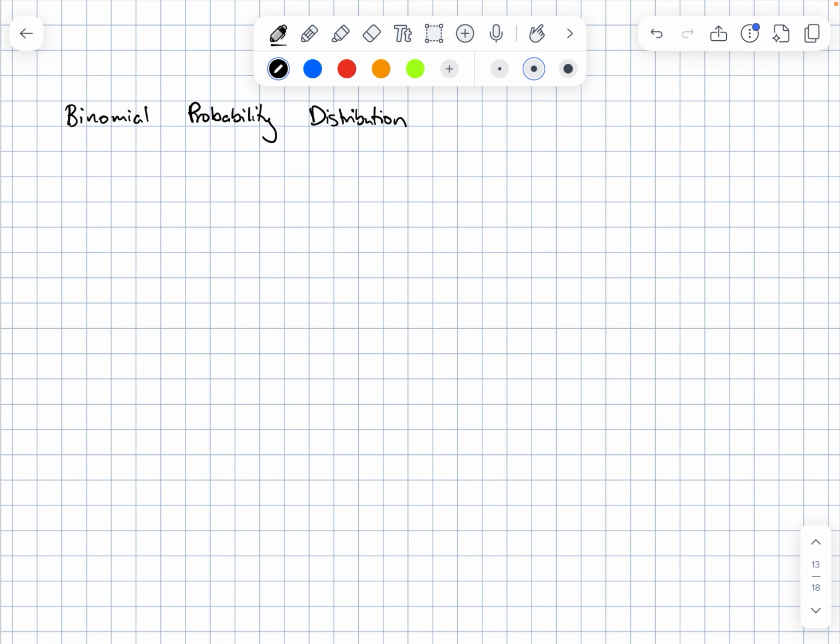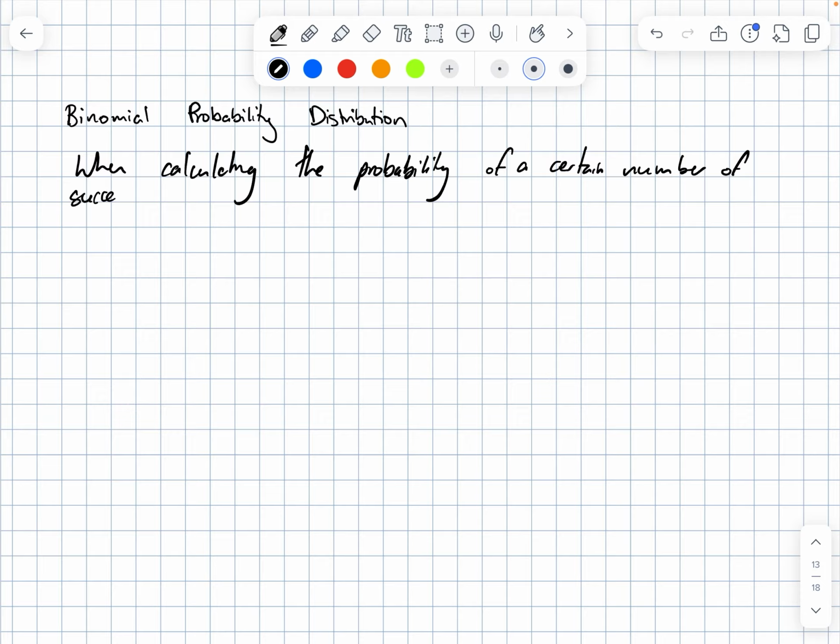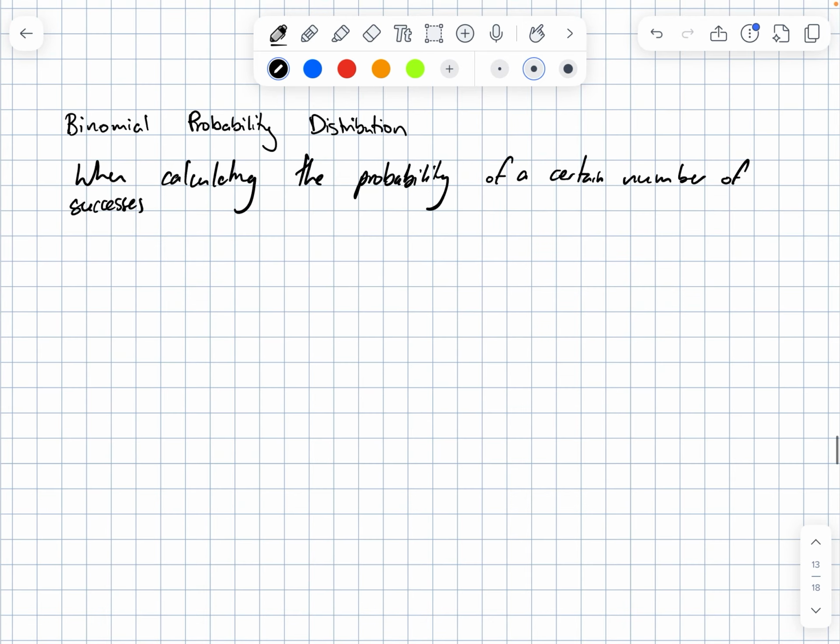The first discrete distribution that we're going to look at is called the binomial probability distribution. This distribution is used in a very certain context, and it is used particularly when calculating the probability of a certain number of successes out of a fixed number of trials.